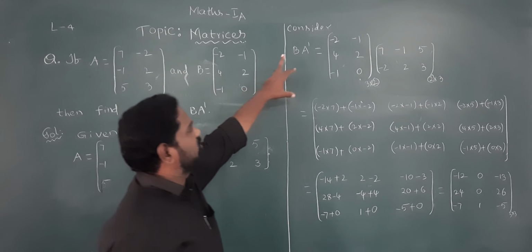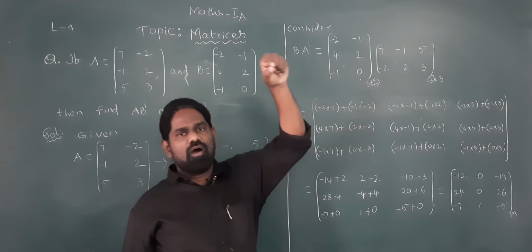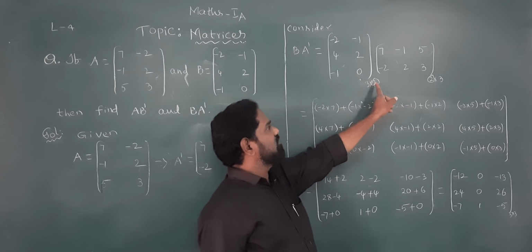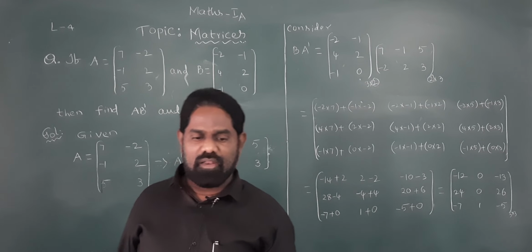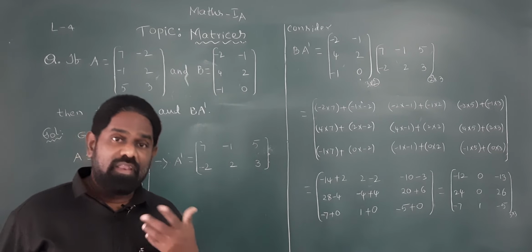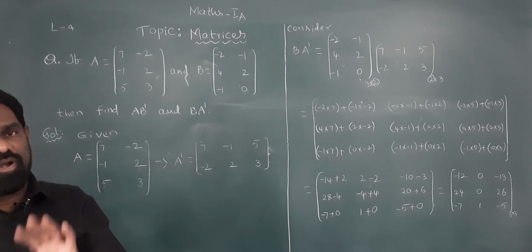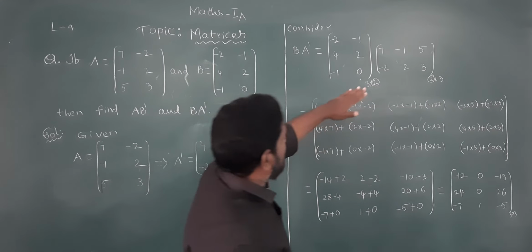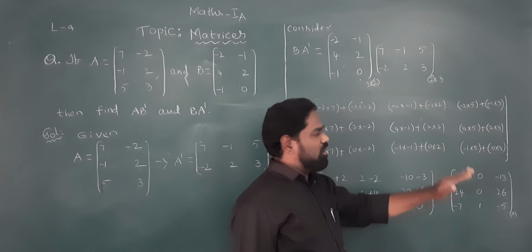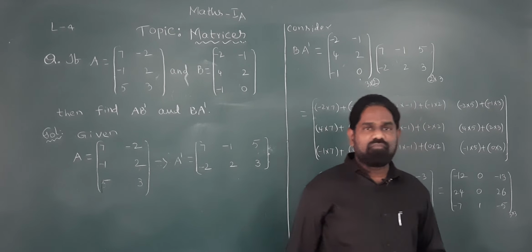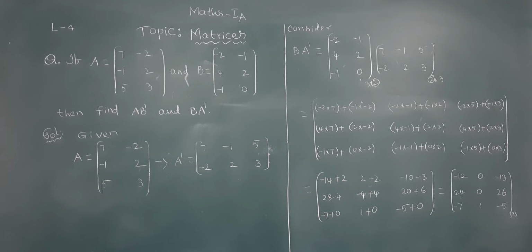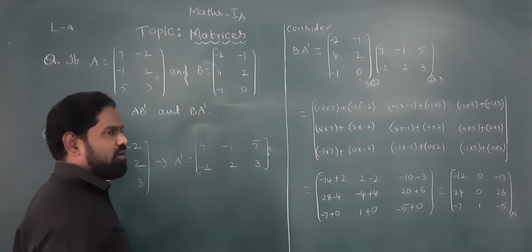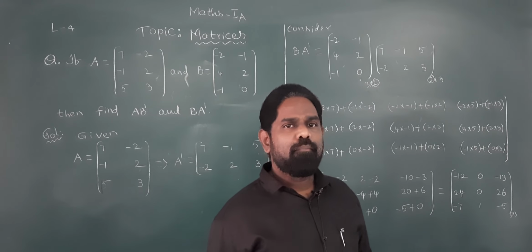In any product, if the columns of the first matrix are equal to the rows of the other matrix, matrix multiplication exists. When it exists, we can continue the product. Understand? After getting the result, the remaining rows and columns will be the order of the resulting matrix. In this way we can find all the products of the matrices.